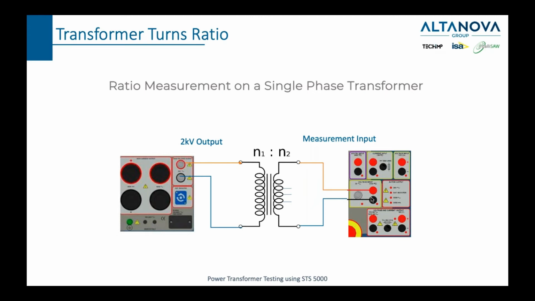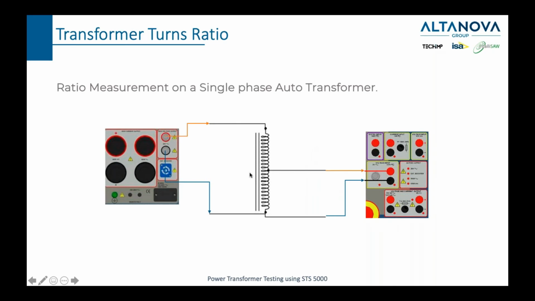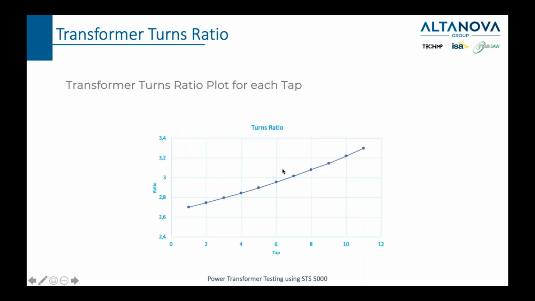Then if we have an auto transformer, it is very similar. Again, we generate on, let's say, the whole winding, and we measure from a certain part of the winding as the transformer is set. And because we want to do that on all positions of the tap changer, what we will see is, ideally it would be a straight line, but if we don't have a perfect transformer, and let's be honest, very often we don't, we might have something like this, which goes from, let's say, 2.7 until 3.3 as the turns ratio.